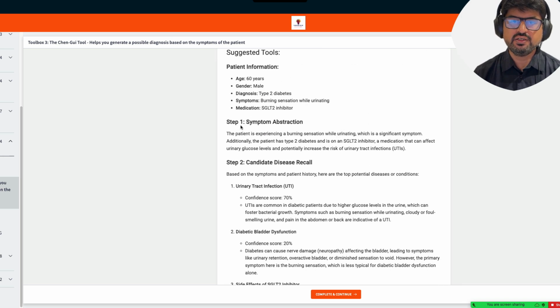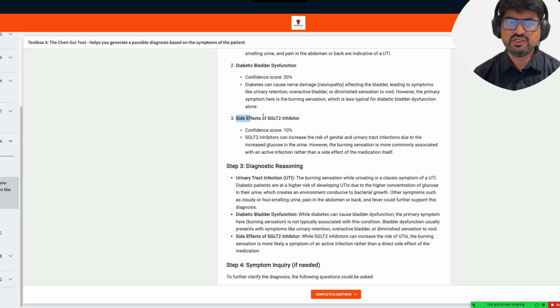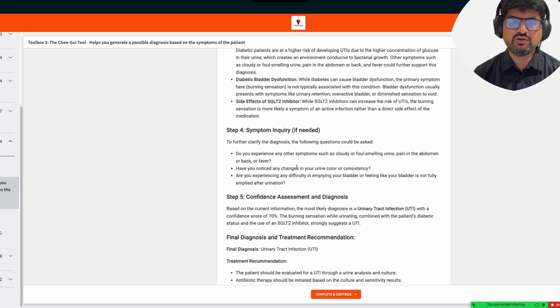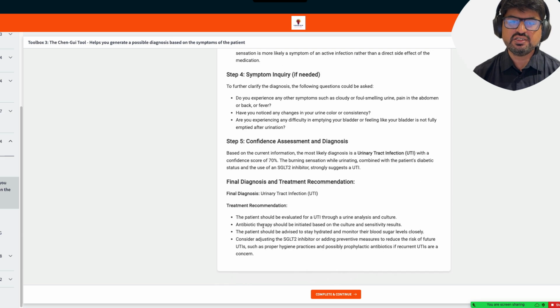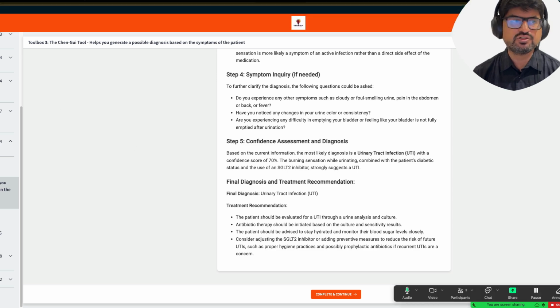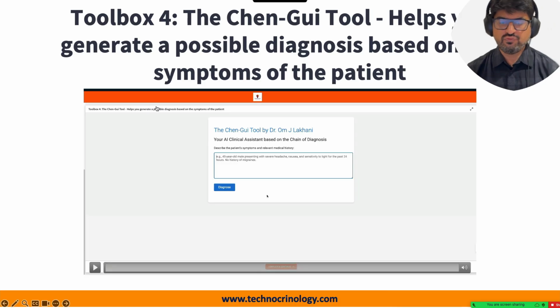Okay. So again, UTI, diabetic bladder dysfunction, side effect of SGLT2 inhibitor, right? So what could be the potential things, and then it will say, okay, in my opinion, these are the differential diagnosis. Then it does its diagnosis. It says that in my opinion, this is the most likely diagnosis. So it does diagnostic reasoning and looks for the answer. That's the whole idea of what we're doing here.